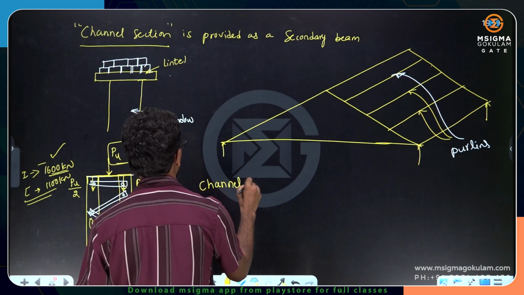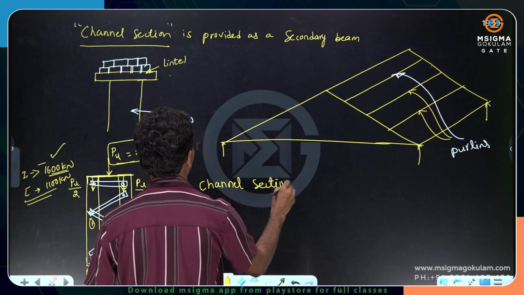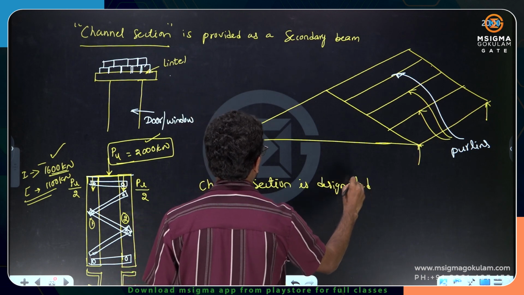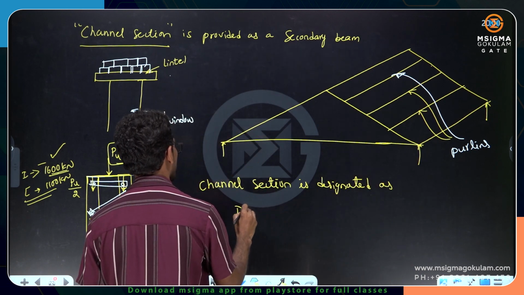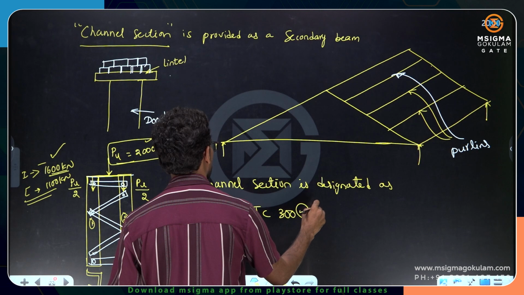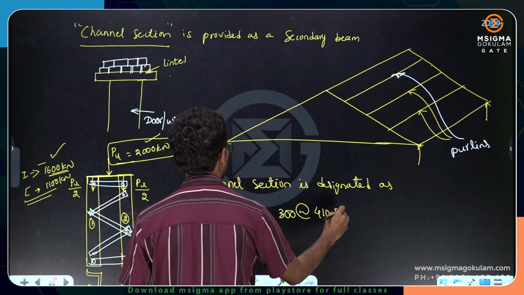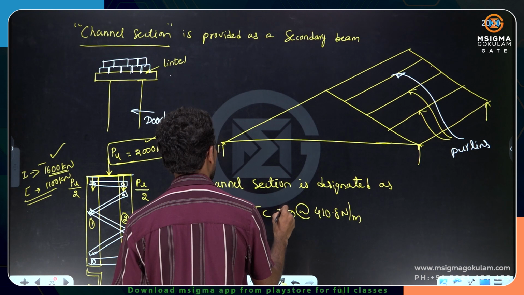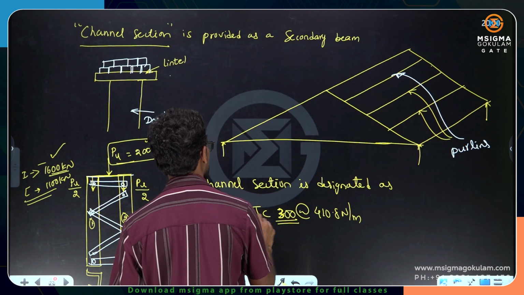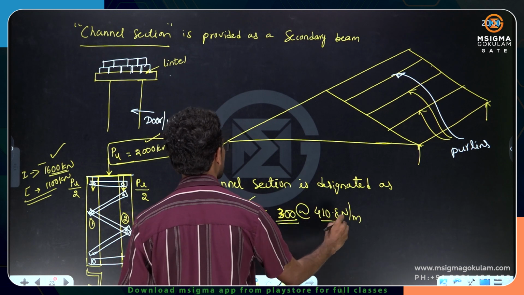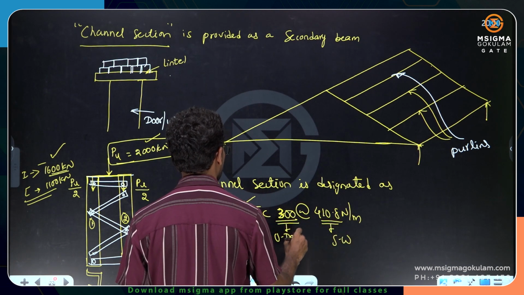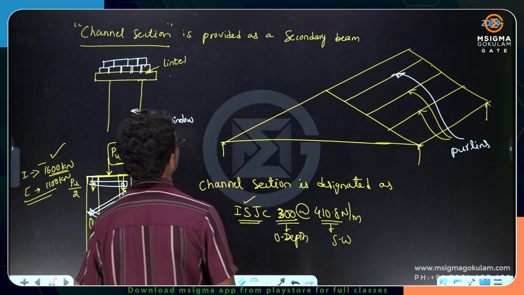There is no difference. So channel section is designated very simply as ISJC, junior channel, let's say 300 at the rate of 410.8 Newton per meter. This 300 I have shown here is the depth, same as I section. The first number after this section is the overall depth, and the other one is the self weight. This is the self weight, this is the overall depth of the channel section.